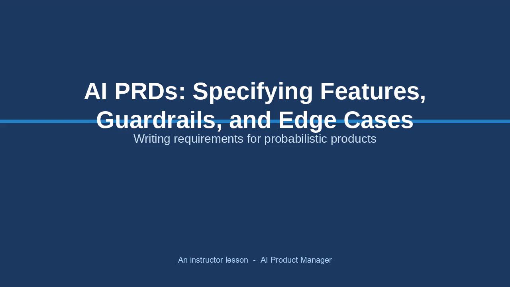Welcome. In this lesson, we'll learn how to write a product requirements document for AI features. Unlike traditional software, AI is probabilistic. It can be confidently wrong and behave differently on the same input. We'll cover how to specify model behavior, design fallback flows, define safety guardrails, and systematically enumerate edge cases.